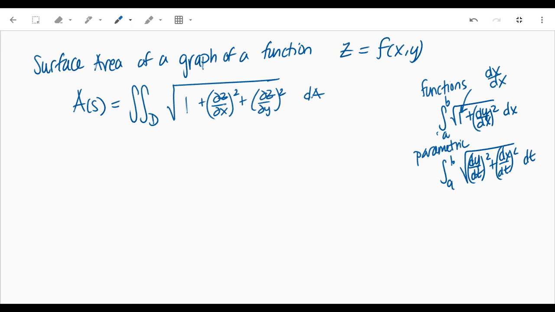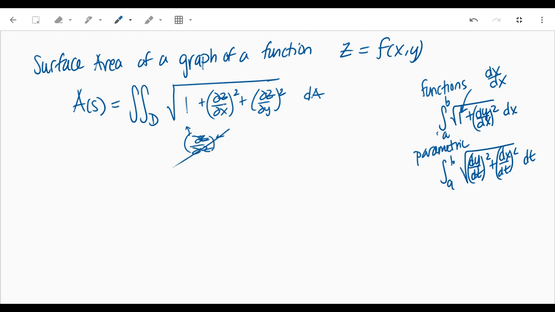Your parameter when it's in function form is just x. So you take your derivatives with respect to your parameters, then you switch to parametric, where the parameter was t, and now we're looking at your surface area, where basically your parameters are x and y. You can think of that 1 as being if we had dz/dz there, but that's just 1, so we don't need it.